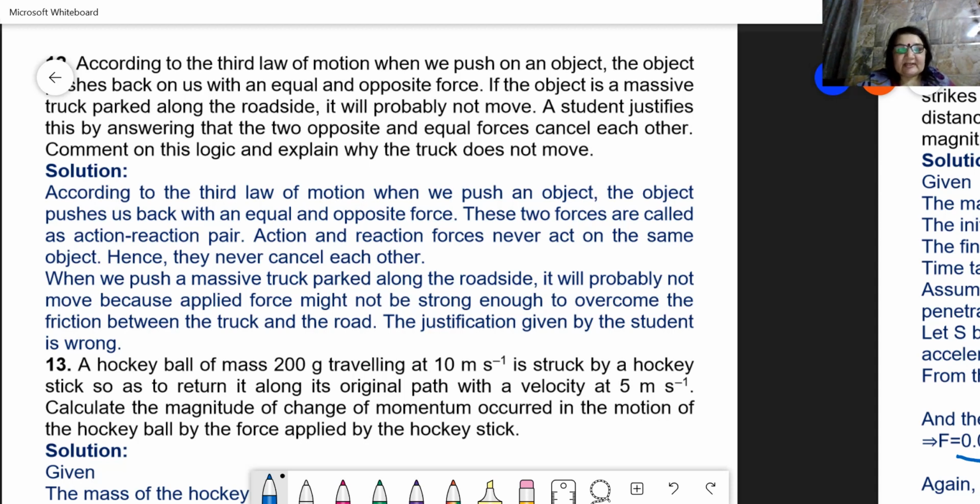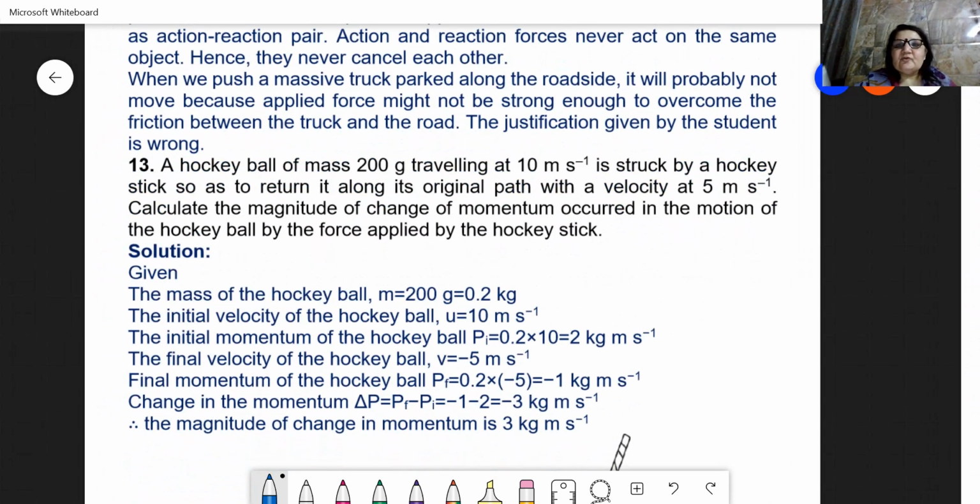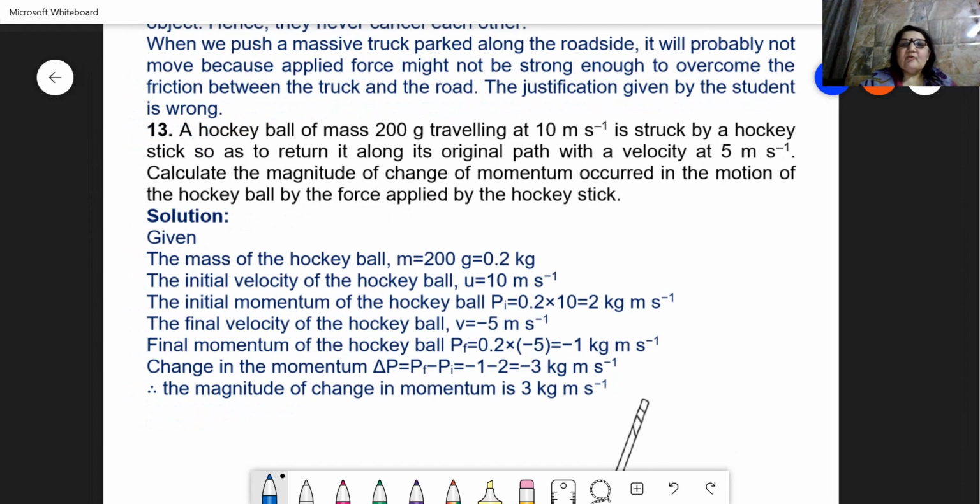So what is your logic? When we push a massive truck parked along the roadside, it will probably not move because the applied force will not be strong enough to overcome the friction between the truck and the road. So the justification by the student is wrong. I hope you have understood that you have to mention this reason for why the truck does not move, and moreover it has more inertia also.